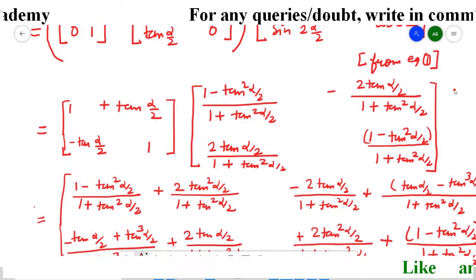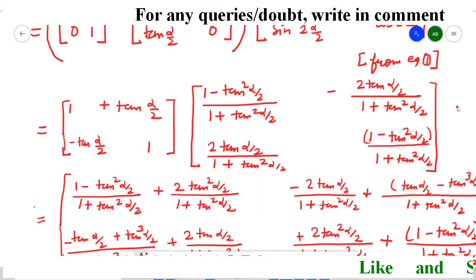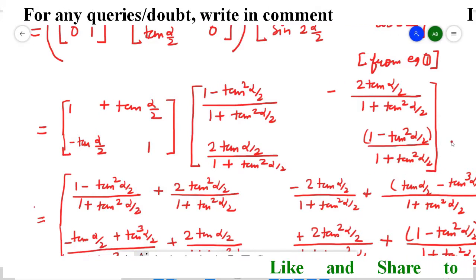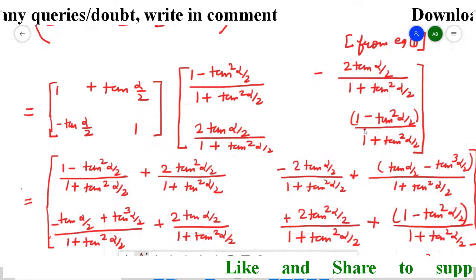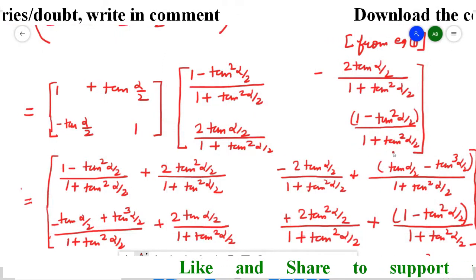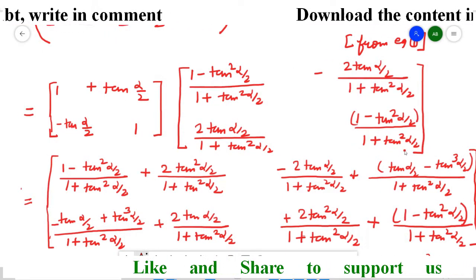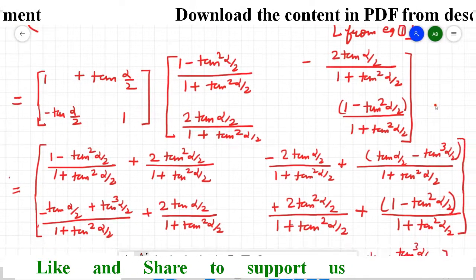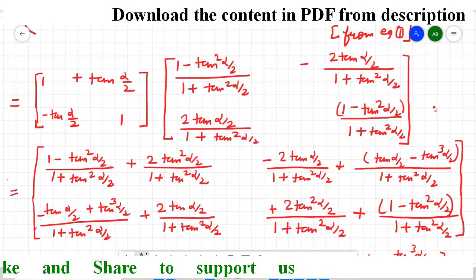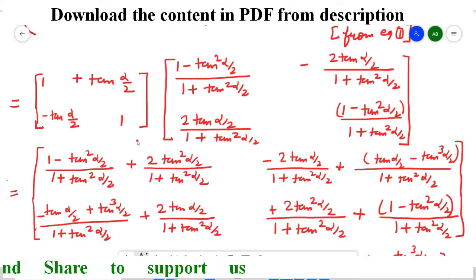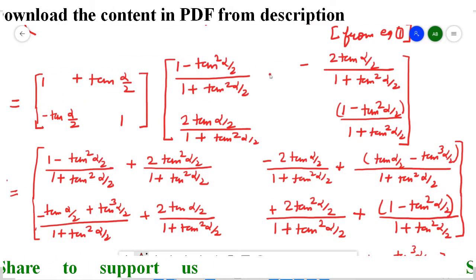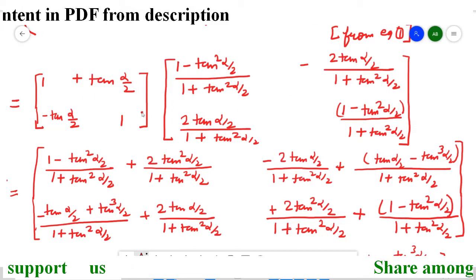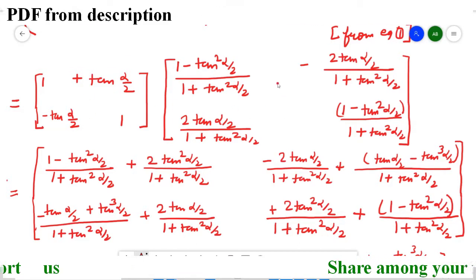The formulas you already learned in 11th class, and here because of lack of space I did not write the formula. I request that after this step you must write down the formulas of sin 2 theta and cos 2 theta. Now here let me shift it to the full screen. Now you can see this is the product of the two matrices. So huge matrices we have, this is the first matrix and this one is the second matrix.